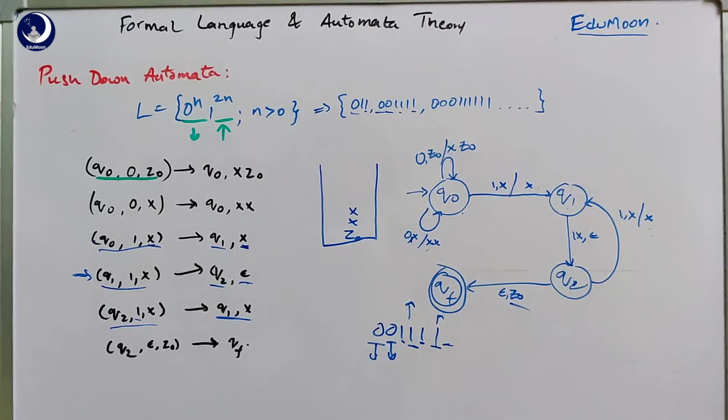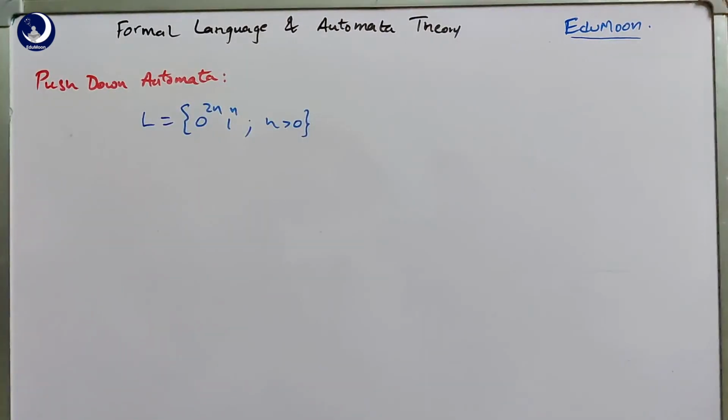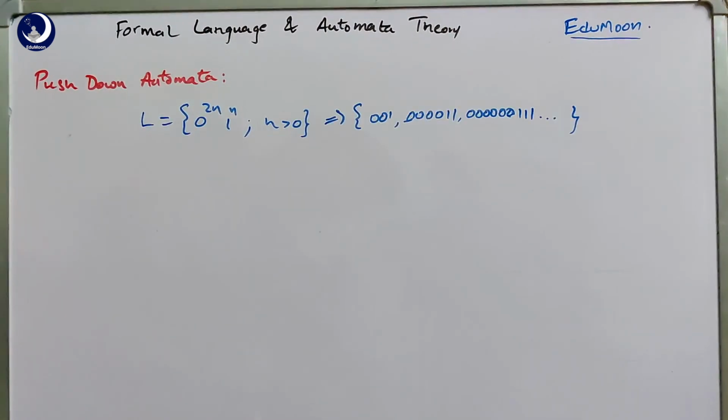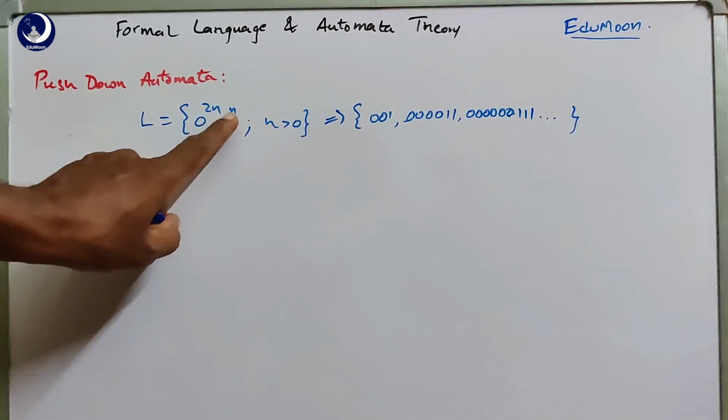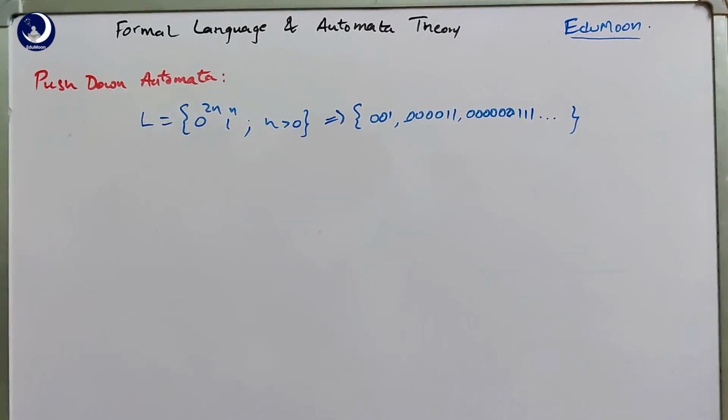So we go with the next example problem, which is almost similar to the previous one, 0 power n and 1 power 2n. This is 0 power 2n and 1 power n. If you write the strings generated from this language, it is like this: 001, 000011 and so on. That is an even number of zeros followed by ones. If there are 2 zeros, there will be only 1 one, and you can see that 0 has a power 2n here and 1 has a power n. So these are the strings that can be generated here.